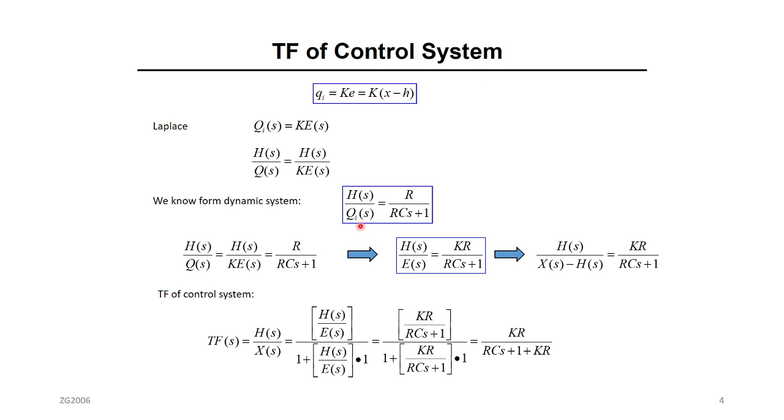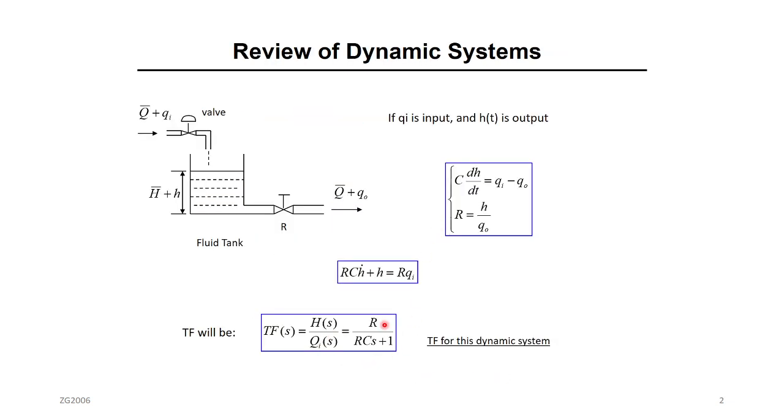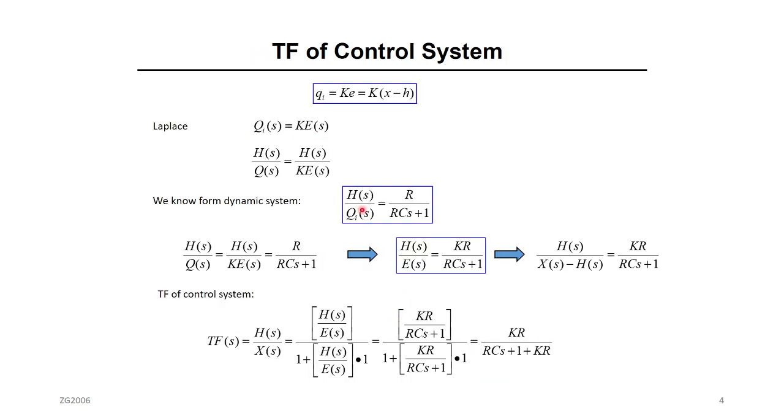Remember, H over Qi is equal to R over RCS plus 1. What is this transfer function? This is the transfer function of the original system before adding the controller. Remember this one? So we're going to use it here. I'm going to substitute this transfer function in order to eliminate Qi. So H over KE will be equal to R over RCS plus 1.